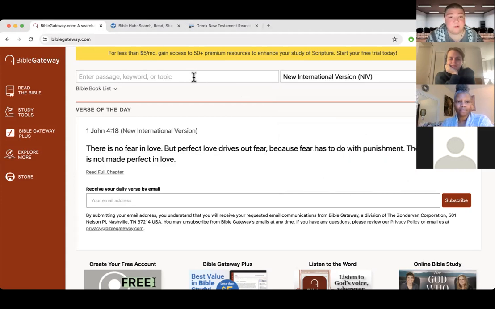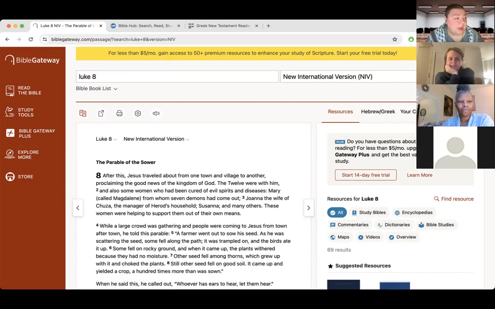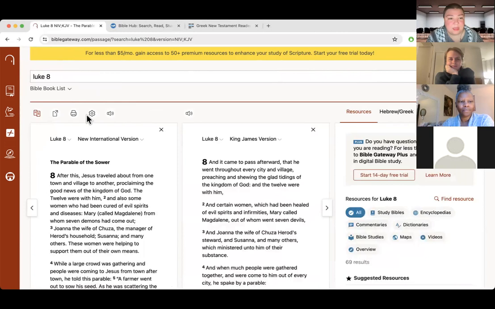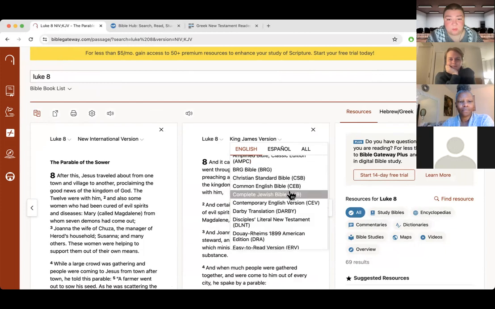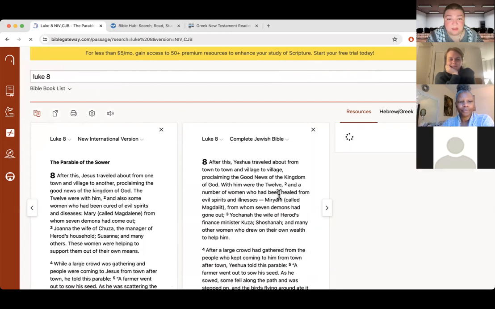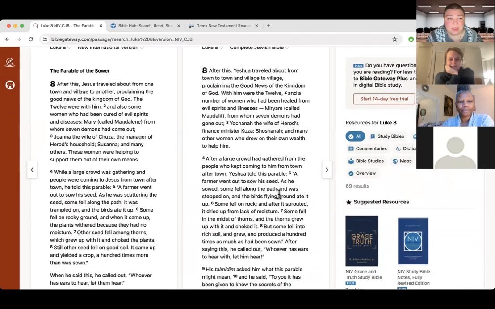And you can also compare versions side by side. So we again type in Luke 8. And then we go over here where there's these two little sort of pages next to each other where it says add parallel, and we click on there. Now over here, we will have our New International Version. And if you'd like to compare it, for example, to the Complete Jewish Bible, then we find the Complete Jewish Bible, CJB, click on there, and now you can compare them.